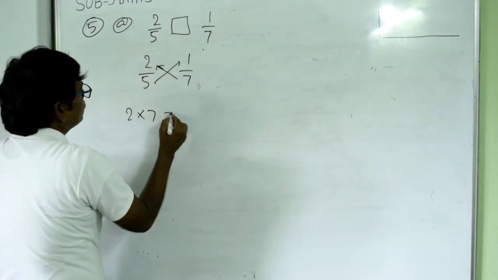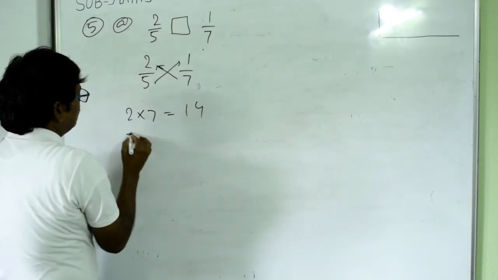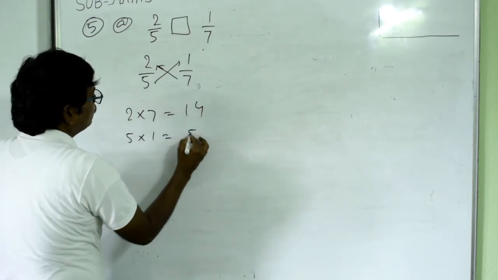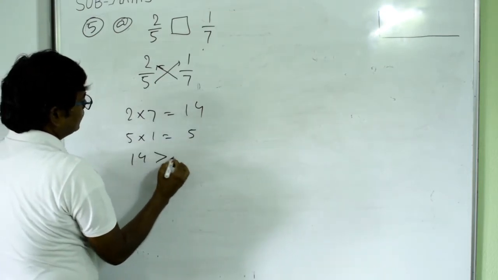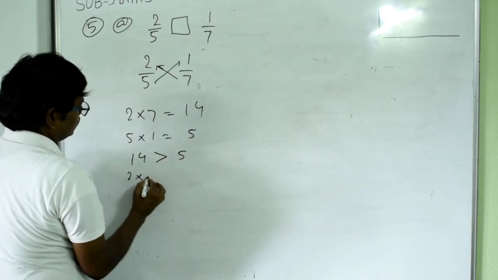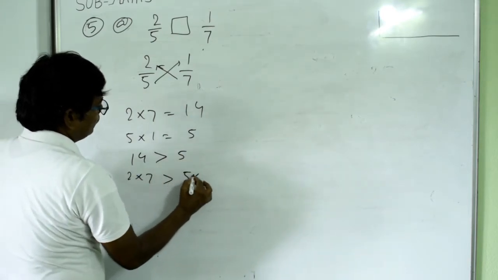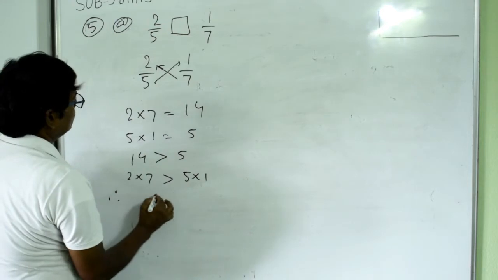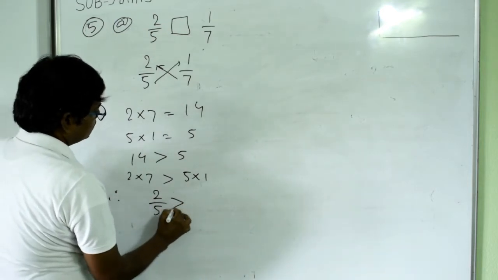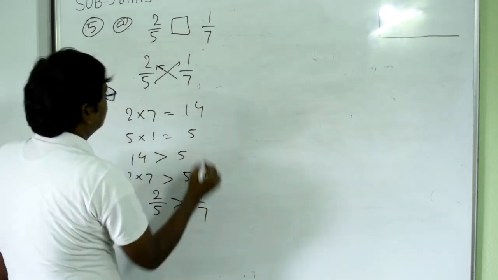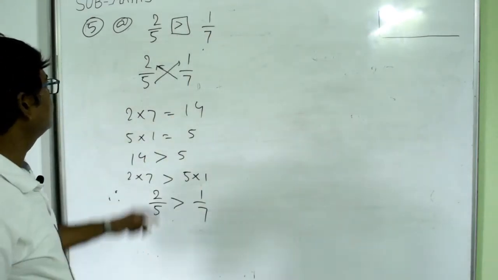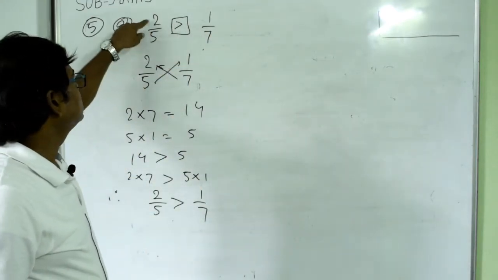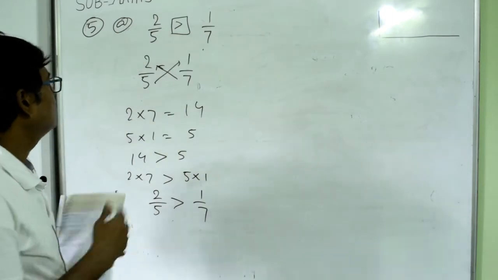So 2 into 7 equal to 14, and 5 into 1 equal to 5. Here you see that 14 is bigger than 5, or 2 into 7 is bigger than 5 into 1, and therefore 2 by 5 is larger than 1 by 7. So here the answer will be this. In this way you can do it, or you can also do the other method.